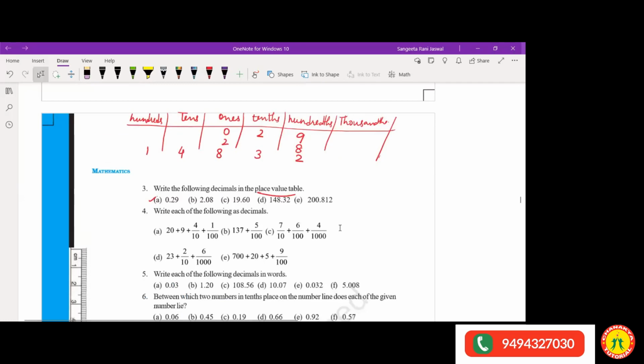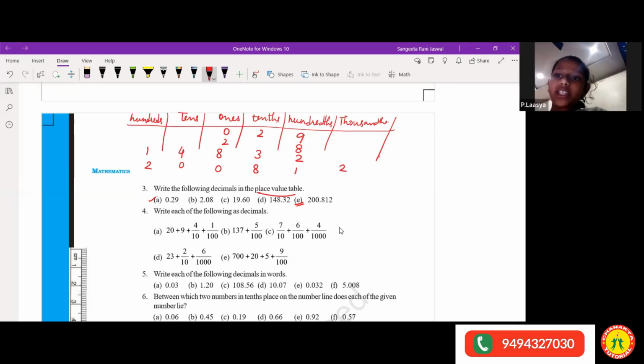Adrit, you tell me for E part, 200.8. Yes, ma'am. 2 in hundreds, 0 in tens, 0 in ones, 8 in tenths, 1 in hundredths, and 2 in thousandths. Very good. Absolutely right.